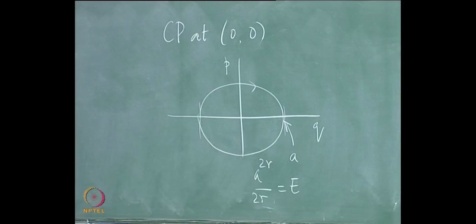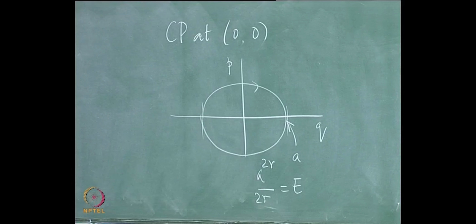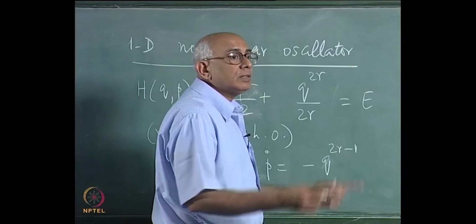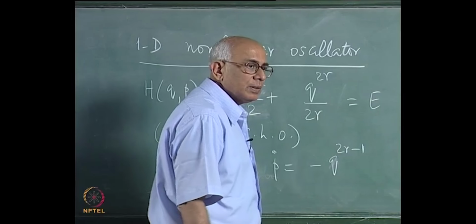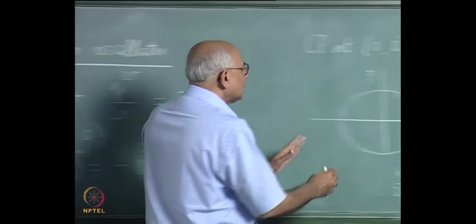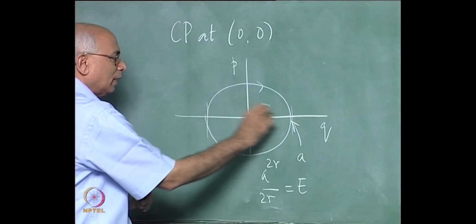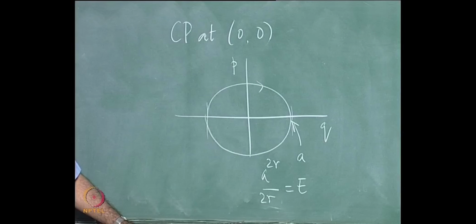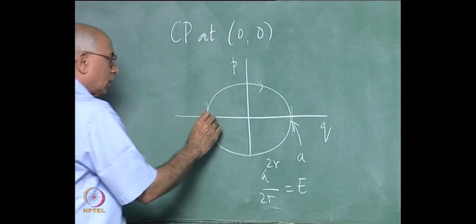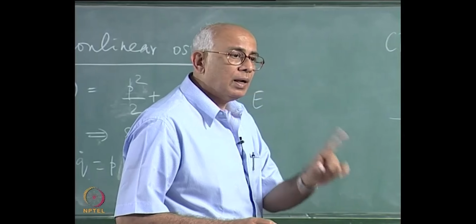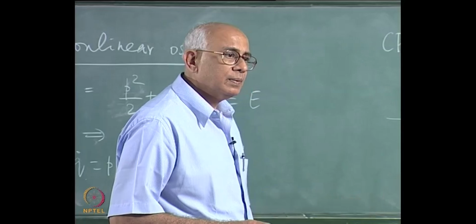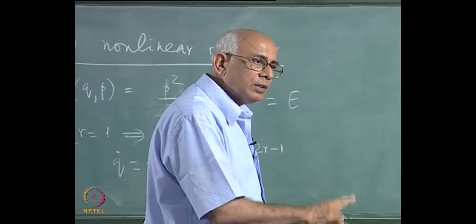So what kind of graph would you get if r becomes larger and larger? I fix the energy and then I just change r, what happens? Would this ellipse become fatter like that, or would it become thinner in this fashion? What would it do? No, I fix the amplitude, I fix the energy, and then ask what does this graph look like?